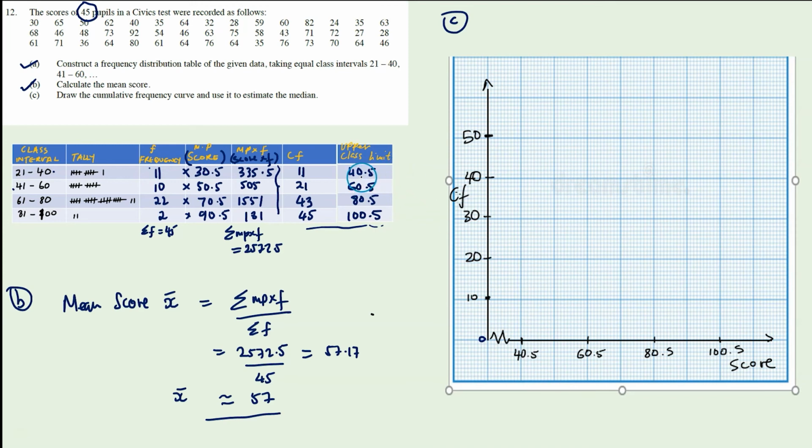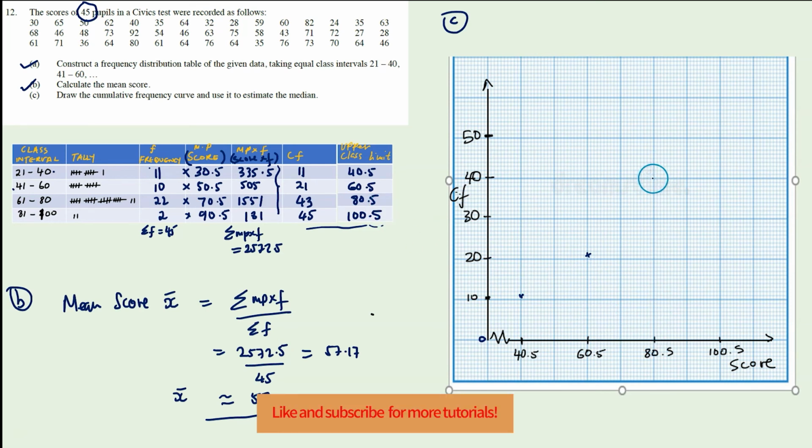Okay, so the first one, 40.5, the cumulative frequency is 11. So 40.5, we go up here, we make a note. And 60.5 is 21, so 60.5, 21 is here. 80.5 is 43, so 40 all the way here, 1, 2, 3. And the last one, 100.5, is 45. So again, 1, 2, 3, 4, 5, right there.